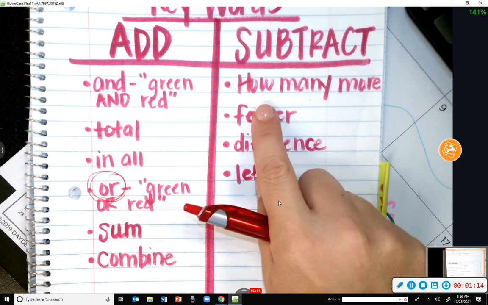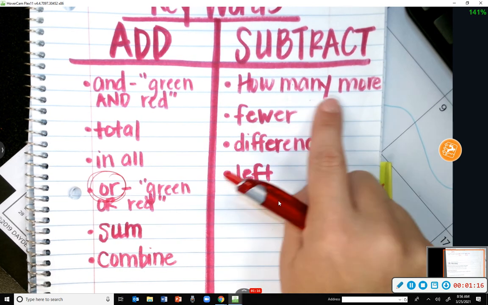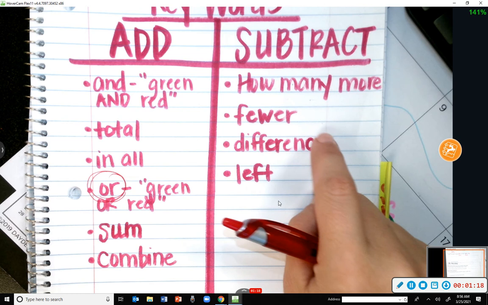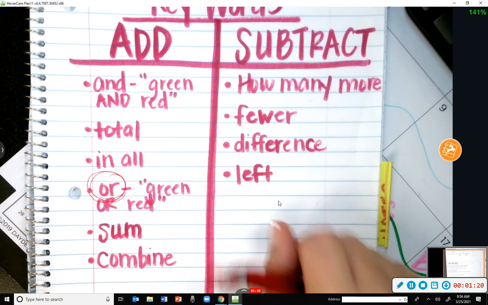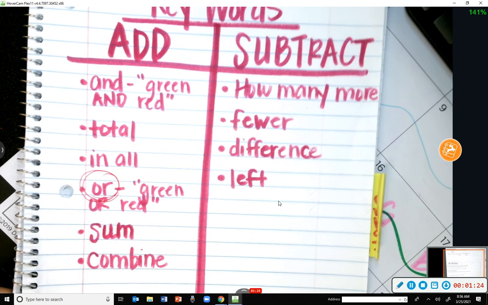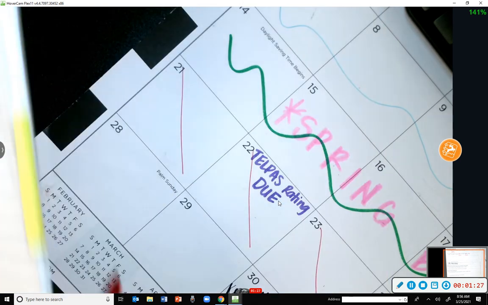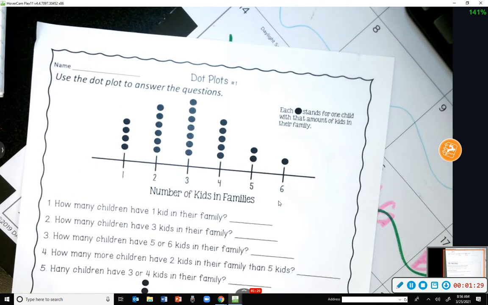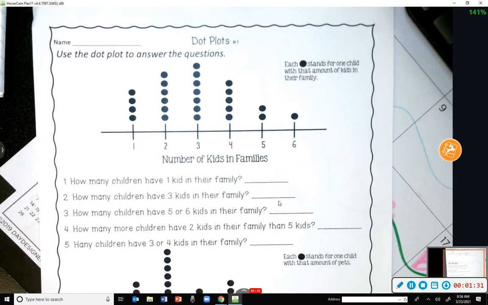Now the main ones you'll hear for subtract are how many more, fewer, difference, and left, okay? So that's your keywords. Make sure you have that to help you with your assignment today, okay? Now we're going to look at some more dot plots.